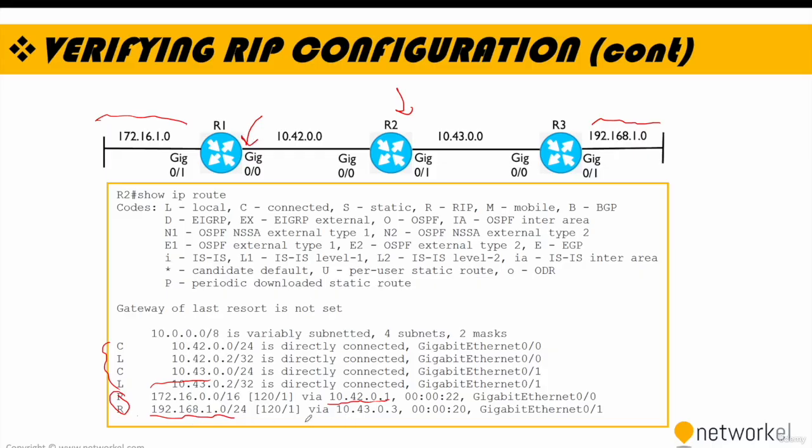And for router 2, how I am reaching this network is via 10.43.0.3. That is this interface IP of router 3. On the other hand, for 10.42, this is gig 0/0. That is the local interface of this router 2. This shows from which interface I am reaching the destination network. And for the 192.168.1.0 network, I am reaching it from my gig 0/1 interface. This is how it looks.